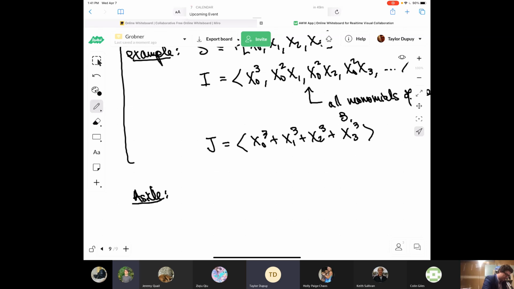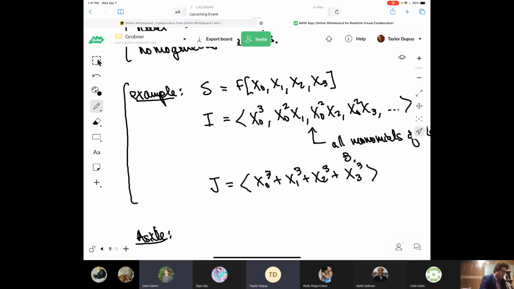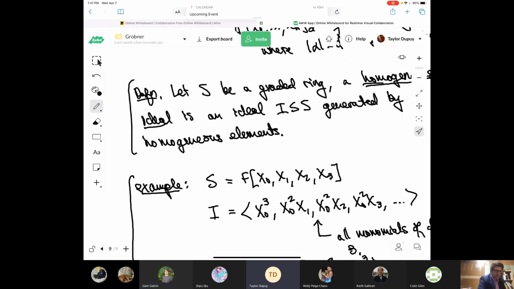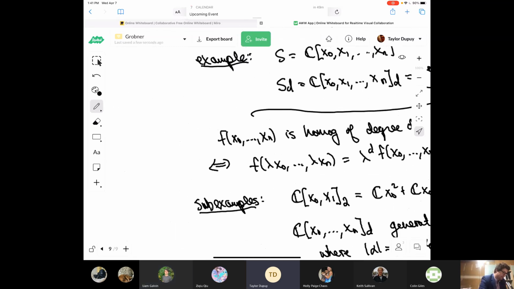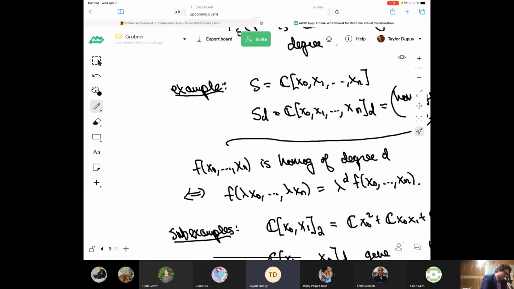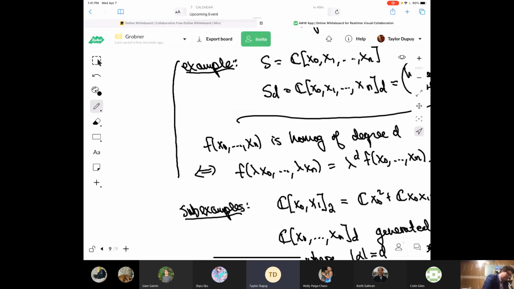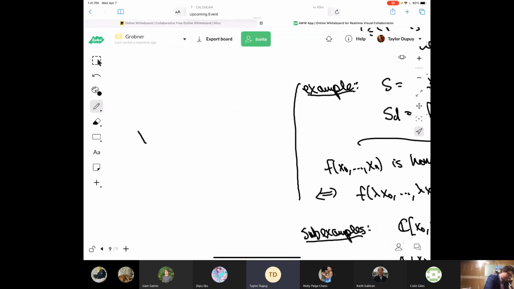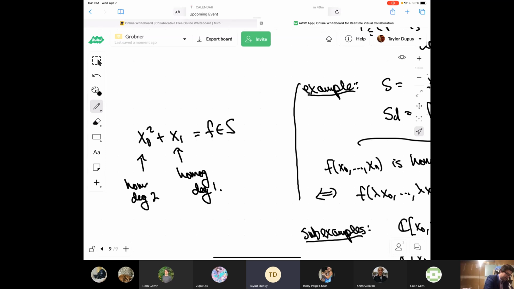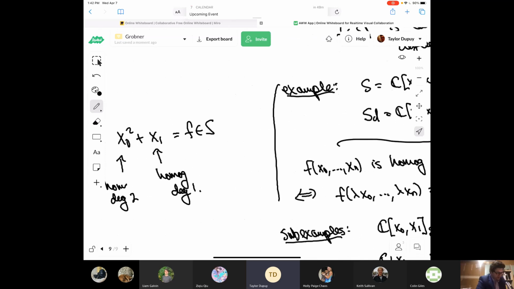In a graded ring, are all elements homogeneous of some degree? No, there are always sums of elements. So not all elements are homogeneous. That's a good question. Here you could take x0 squared plus x1. This is homogeneous of degree 2, and this is homogeneous of degree 1, but this is a valid element of S for this particular S. So there are sums of homogeneous elements, but they're not all necessarily homogeneous.